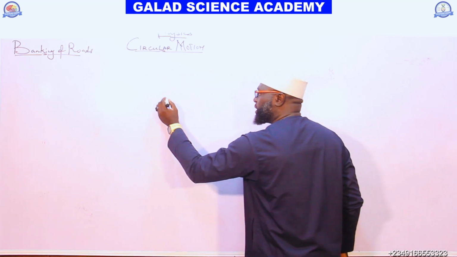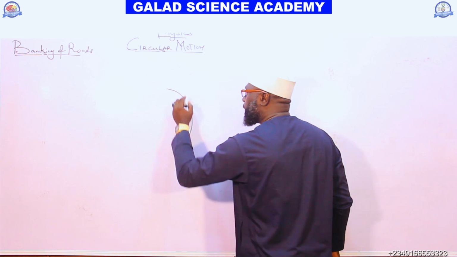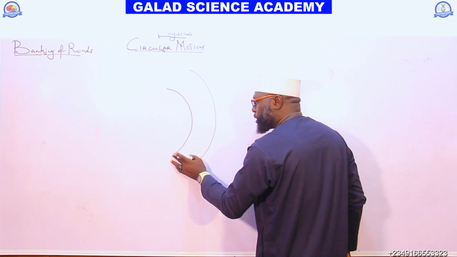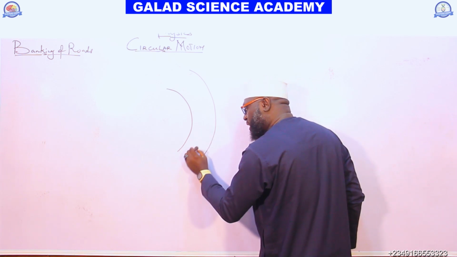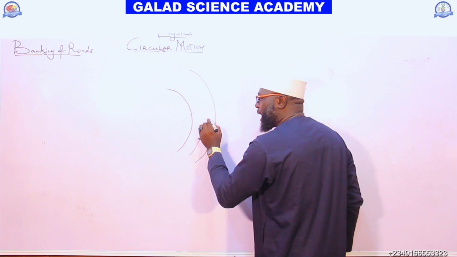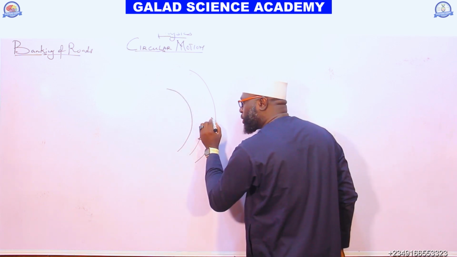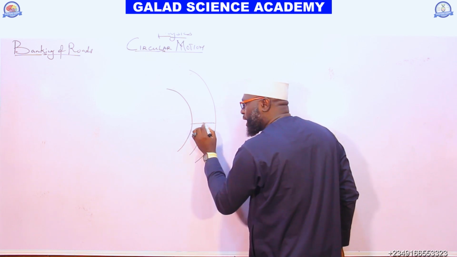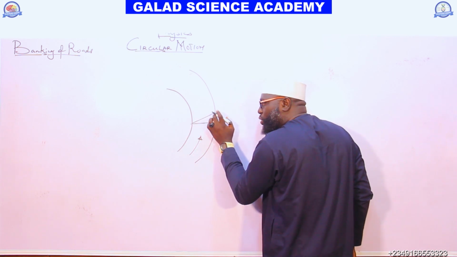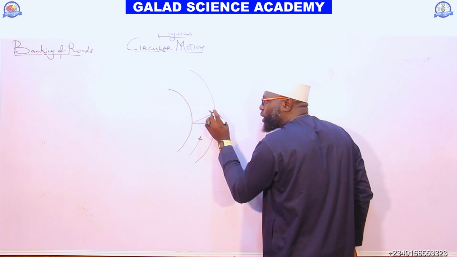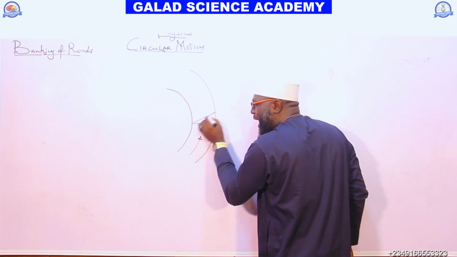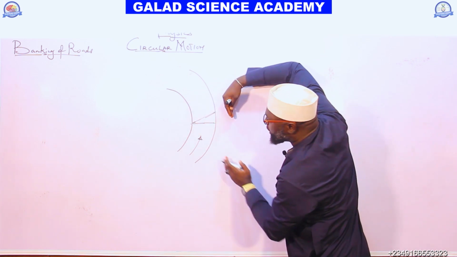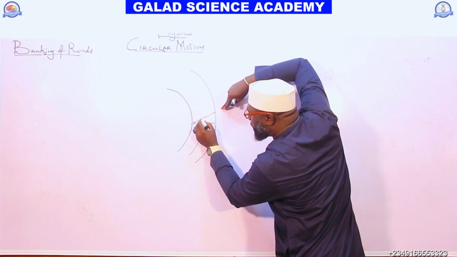If you look at this, assume this is a circular track. When a car is moving along this circular track, at a curve here, at a particular point, this outer edge of the curve will be higher than the inner part here. So the outer surface of the curve will be higher than the inner surface of the curve.